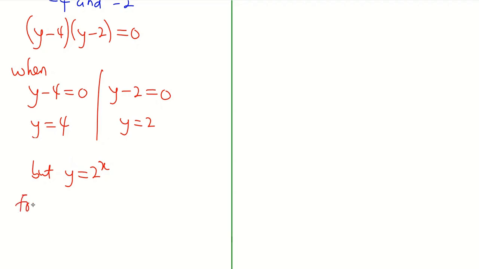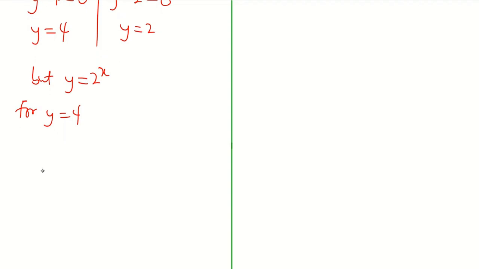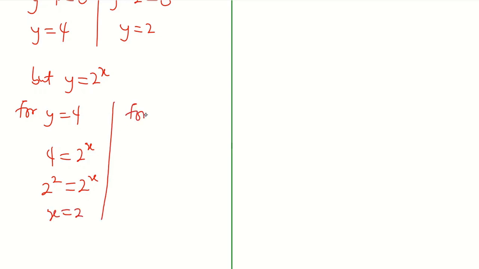So for y equal to 4, we have 4 equal to 2 exponent x. We know 4 can be expressed as 2 exponent 2, which is equal to 2 exponent x. Now since the bases are the same, we equate the exponents, and thus we have x equal to 2.